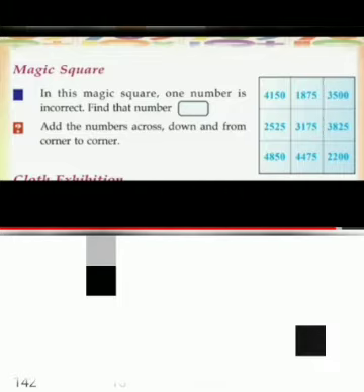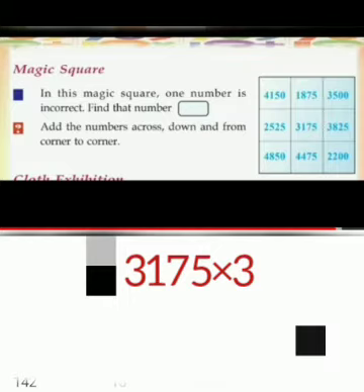How can we find? We already know that the sum row wise, column wise or corner wise is same in a magic square. What is the sum here? How can we find it easily? Yes, middle number into 3. But which is the middle number here? 3175. So the sum is 3175 into 3. What is the answer? Multiply this number. Yes, our answer is 9525. That means the sum in this magic square is 9525.